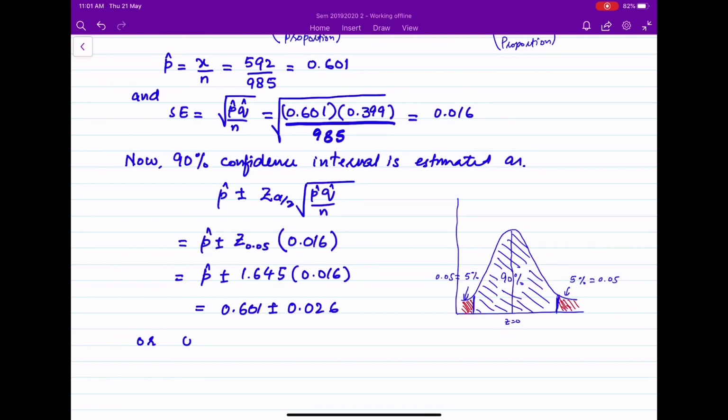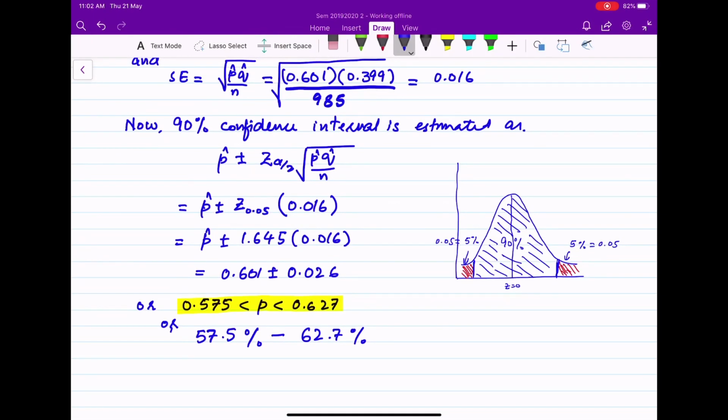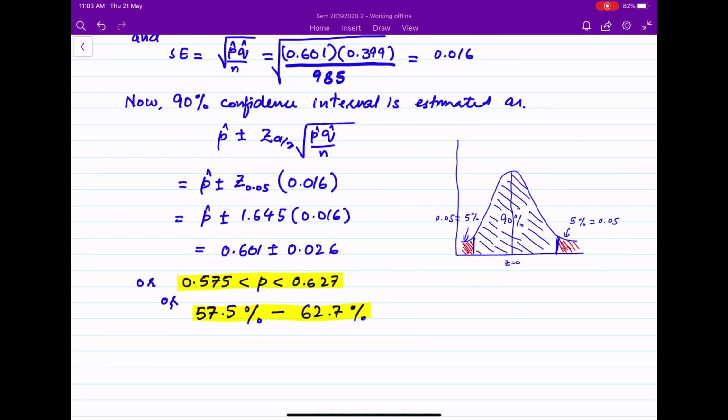So this is our confidence interval, which is represented as 0.575 and 0.627, or in percentage form we can write it as: the population proportion which is in favor of the candidate of political party A is between 57.5% and 62.7%.